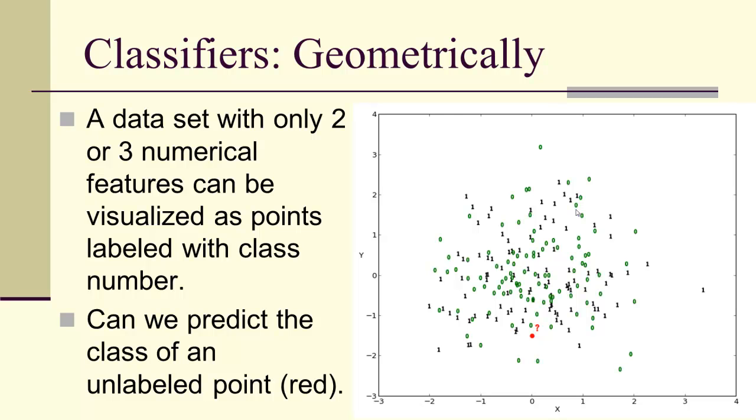Now let's look at this geometrically. So let's suppose we had a data set with only 2 or 3 numerical features. We can visualize those as points, and we can label the points with the class number. So all the green zeros are in class 0, all the black 1s are in class 1, and the red dot is an unlabeled point. And we'd like to ask the question, which class is that point in?